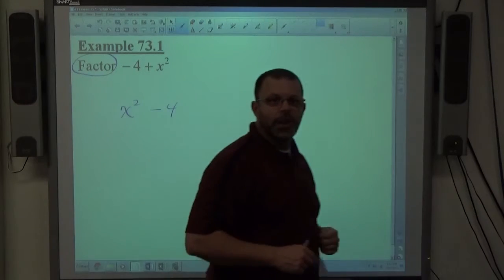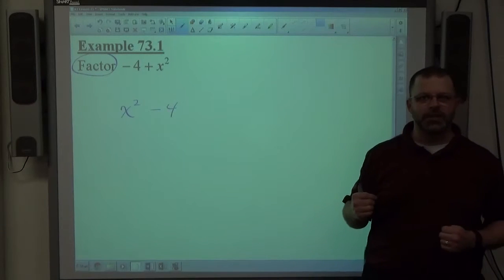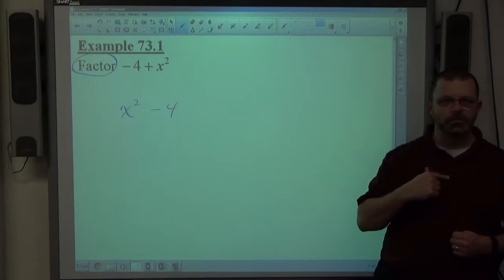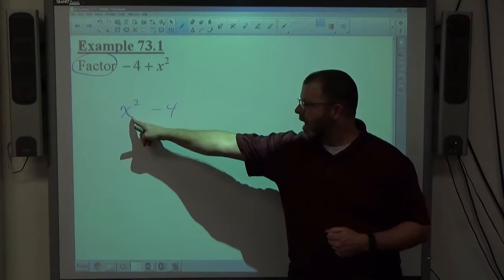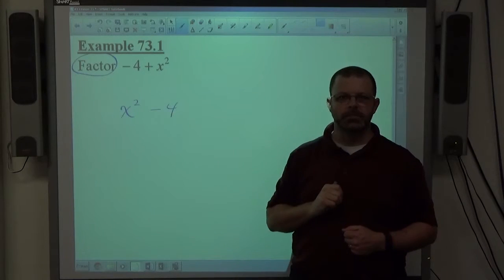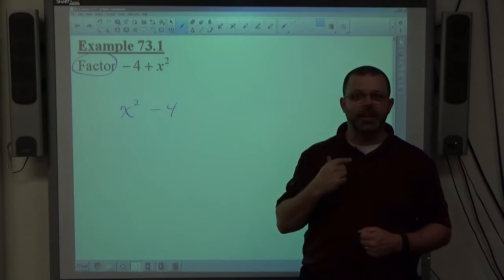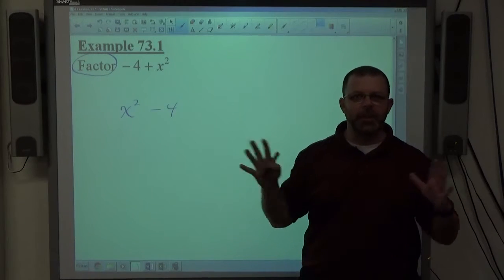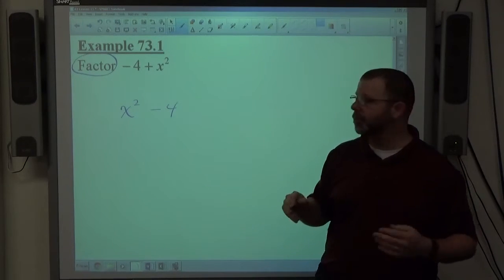Now I need to do a quick checklist. It's a mental checklist. You don't have to write this down on your paper. Checklist 1, they have to both be perfect squares. X times x, 2 times 2. Done. The second thing, they have to be opposite. One positive, one negative, check. Everything that's supposed to happen is there, so it is a difference of squares.